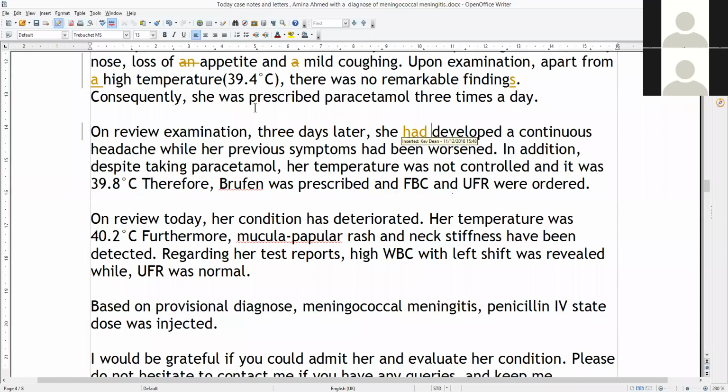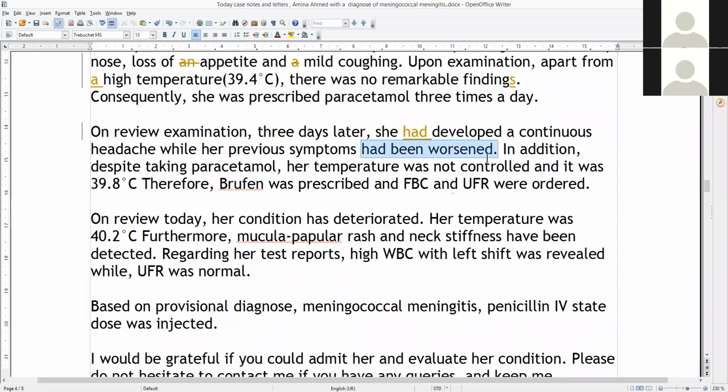Because it's afterwards, yeah? On review, examination 3 days later, so the review, examination 3 days later is in the past. The continuous headache was further back in time because it happened before she returned, so that should be past perfect. She had developed a continuous headache while the previous symptoms had been worsened.